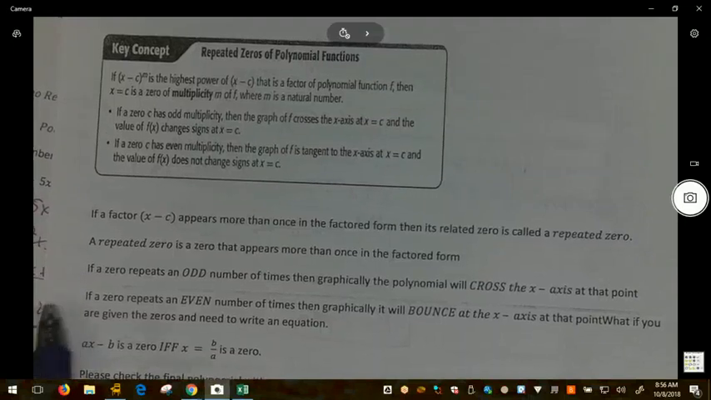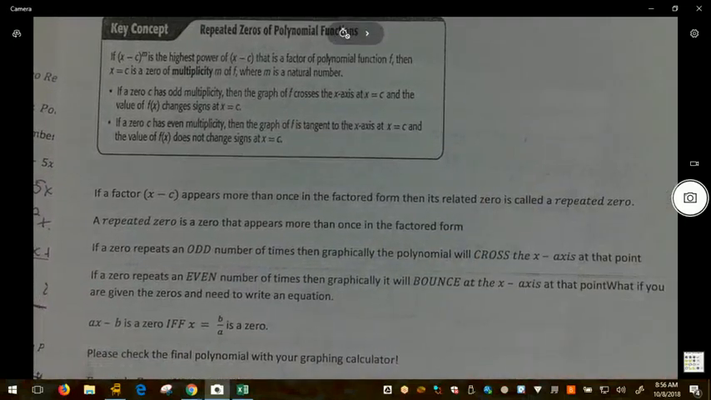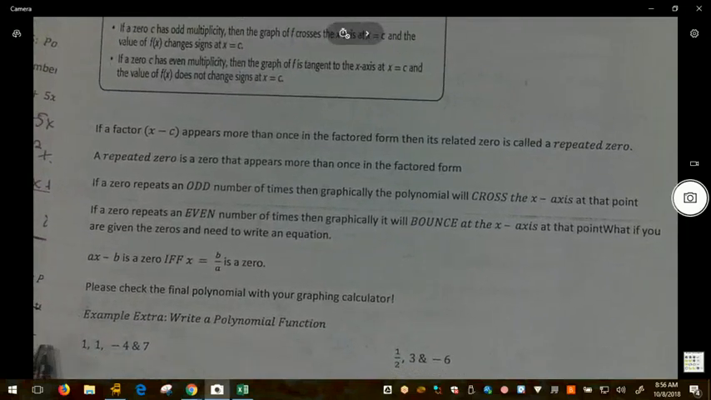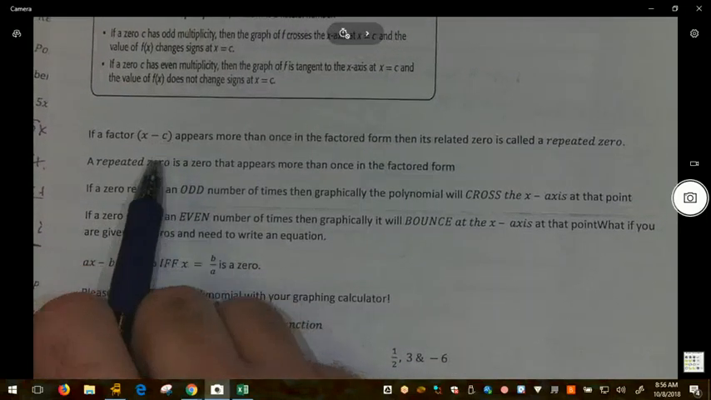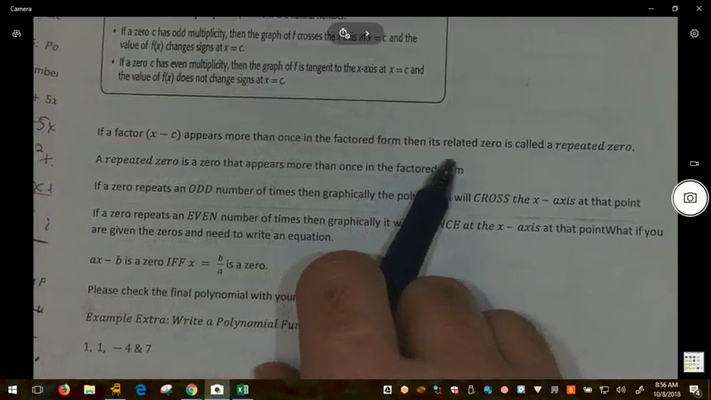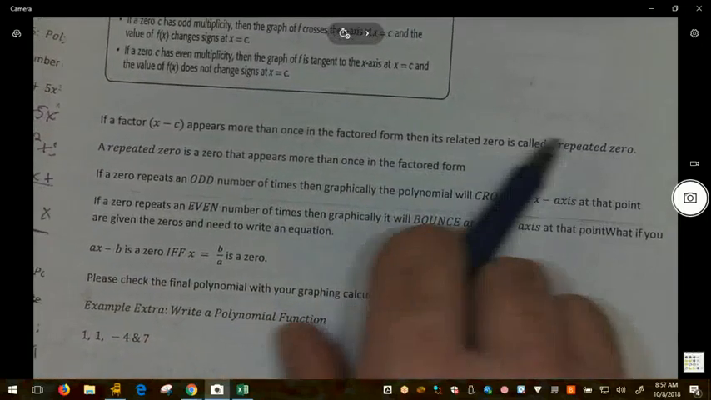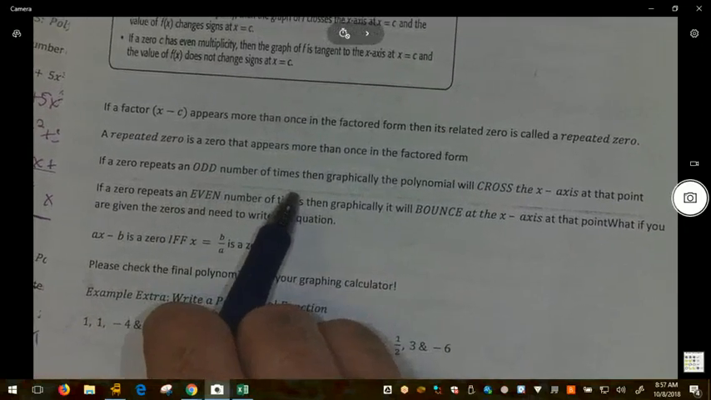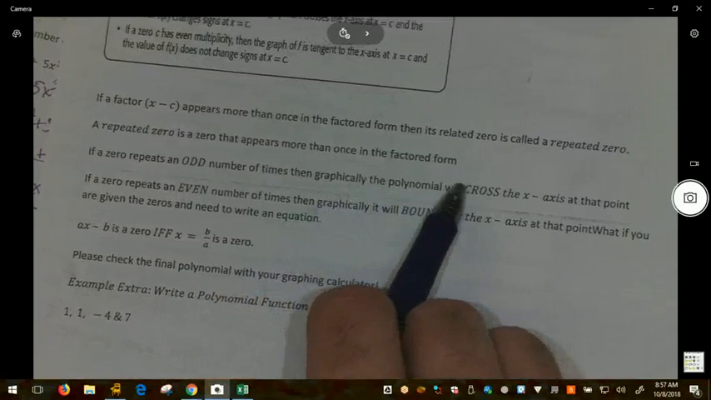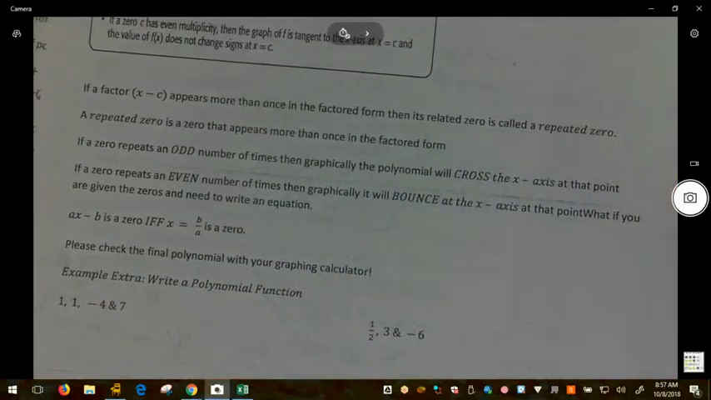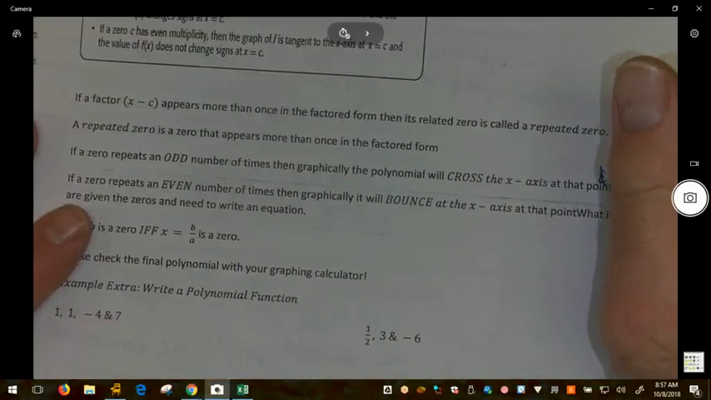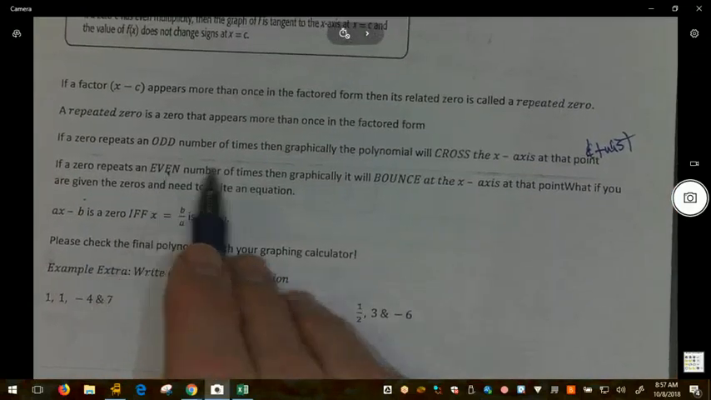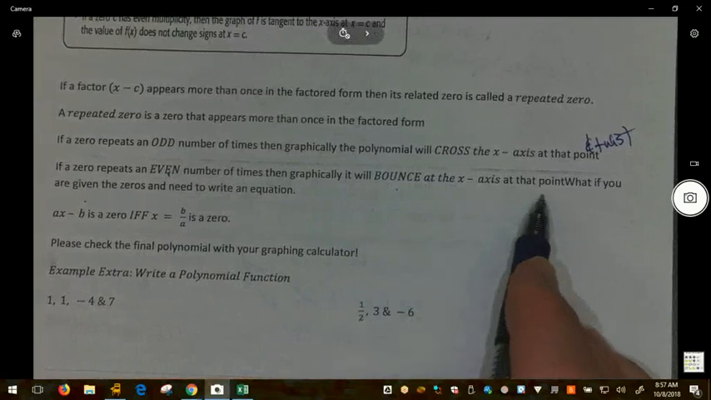On to building, or writing, polynomial functions, which should be reviewed, but we're going to do just a couple quick examples. If x minus c appears more than once in factored form, then it is called a repeated zero. We're not quite there yet. If a zero occurs an odd number of times, graphically the polynomial will cross the x-axis at that point, and it will do it with a twist. If it has even multiplicity, it will bounce at the x-axis.